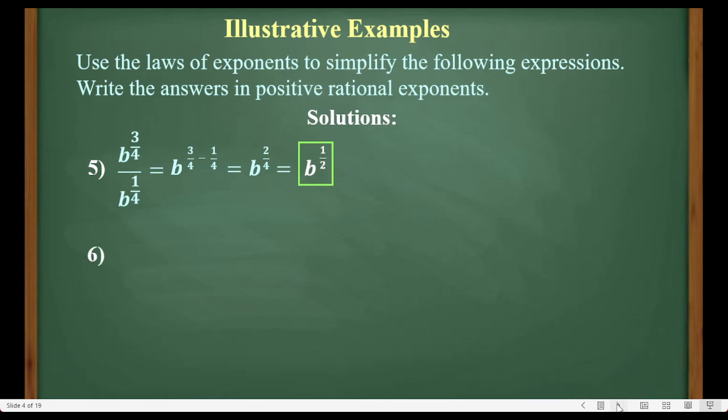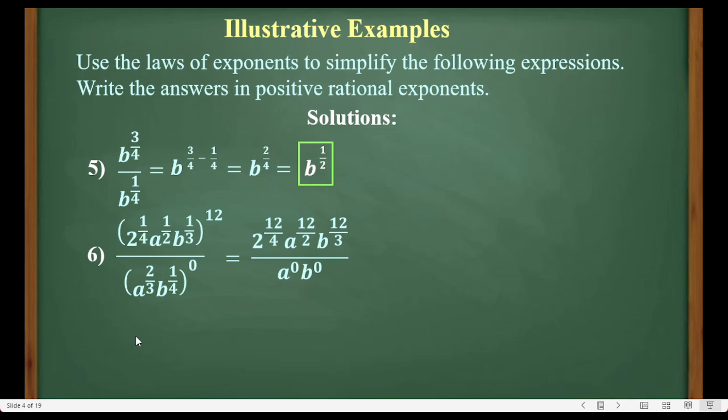Next, number 6, we have quantity 2 to the 1/4, a to the 1/2, b to the 1/3 quantity raised to the 12 over quantity a to the 2/3 b to the 1/4 raised to 0. Now, any quantity raised to 0 will give us a result of 1 in the denominator. So, in the numerator, we have 2 raised to 12 over 4. Of course, 12 is to be multiplied to the exponent of each factor inside the parentheses.